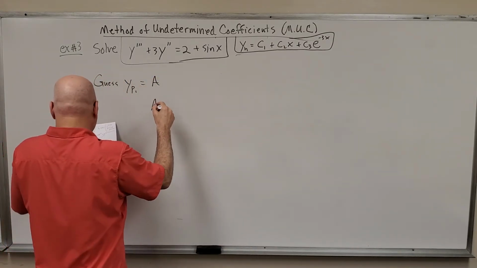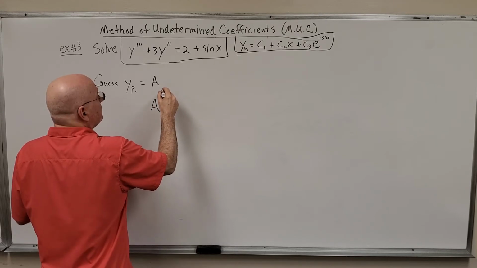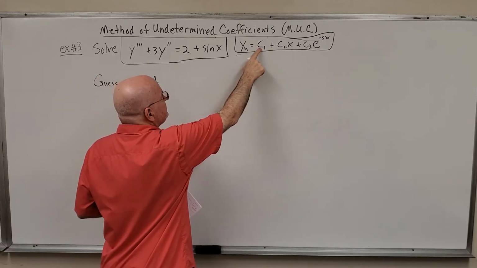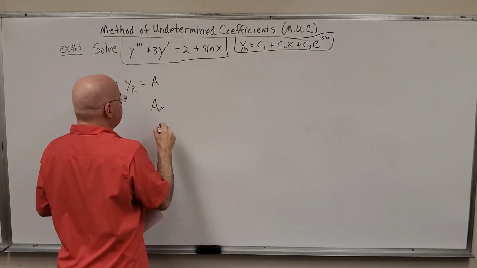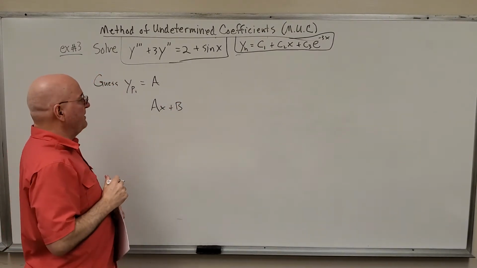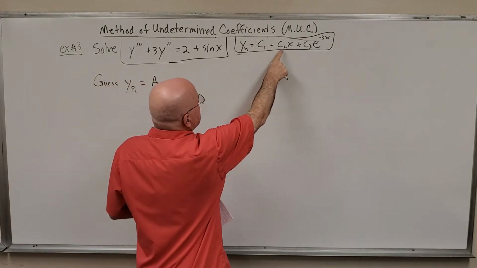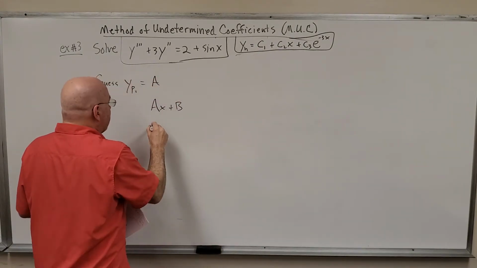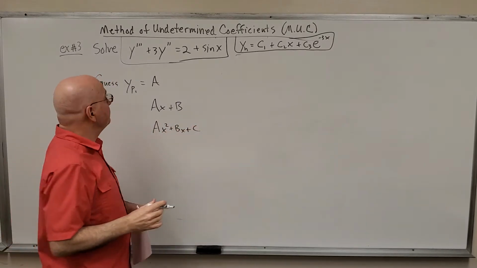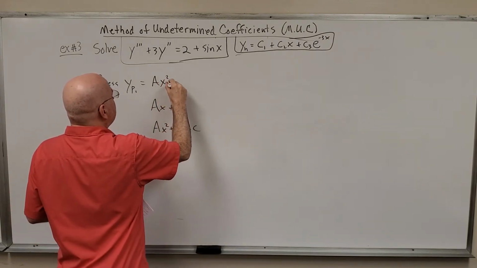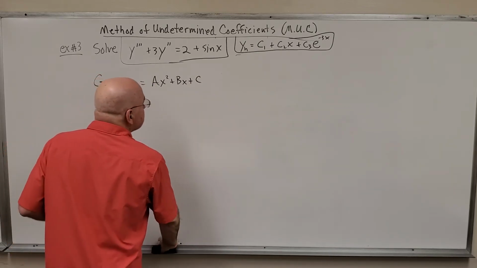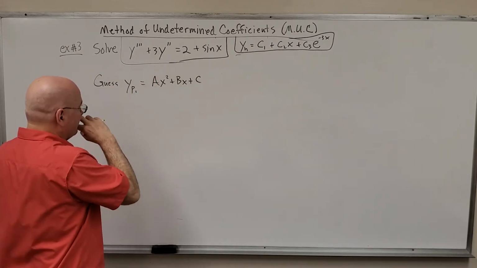If this is a copy of something in the homogeneous solution, I would have to do this. If we're talking about a linear polynomial, Ax plus B is just c2 x plus c1. So now I've got to go to Ax squared plus Bx plus C. That's going to be my guess. So Ax squared plus Bx plus C, all of that for just this one right here.